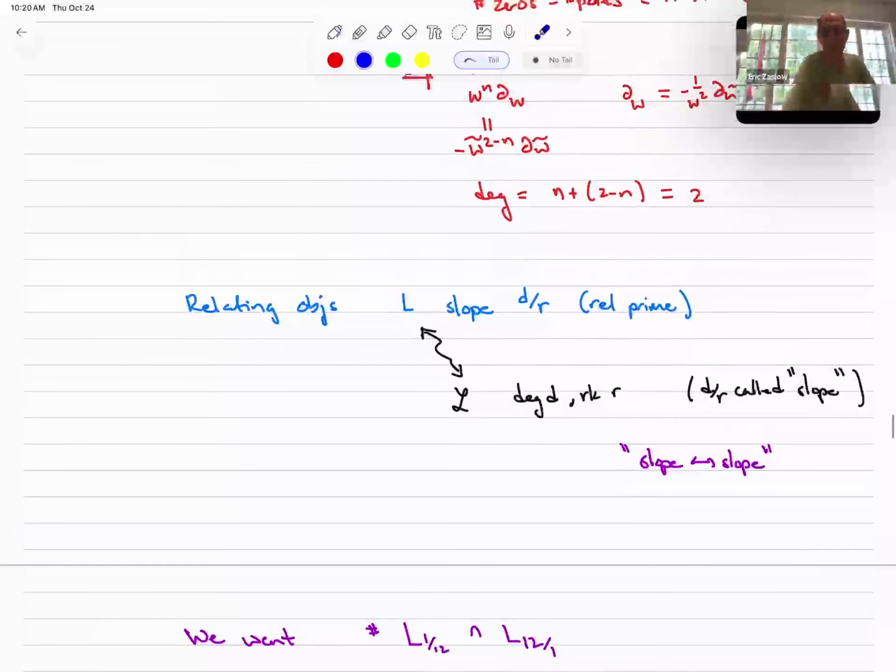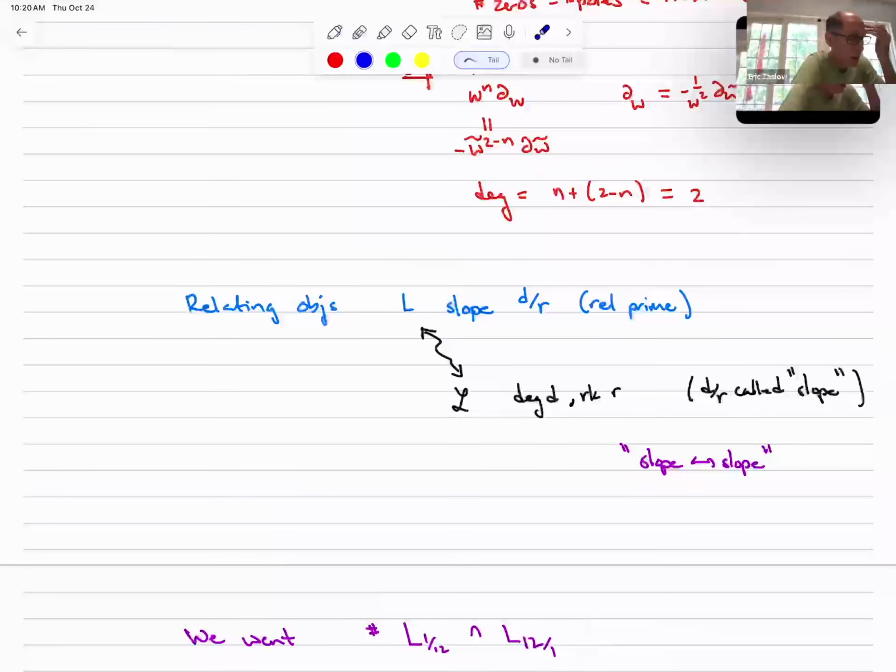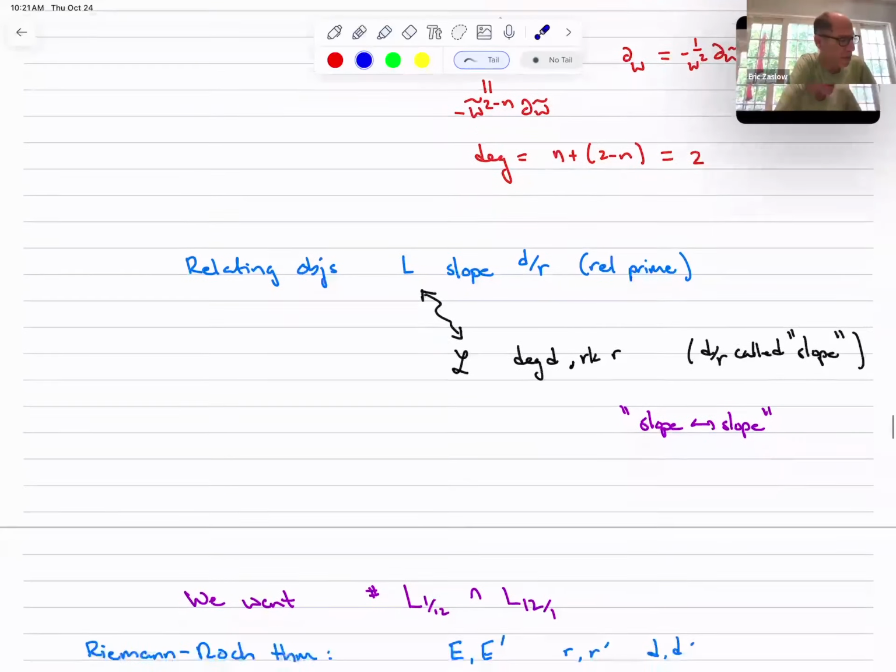Okay, now we can answer our question from the start. We wanted the number of points of intersection of a line of slope 1/12 with a line of slope 12, and from that we could get the answer to our clock problem. That number of points of intersection is the dimension of the Hom space between these two objects. Therefore, it must be equal to the dimension of the Hom space between the mirror objects. So if we could compute that, we'd be good to go and solve our puzzle.